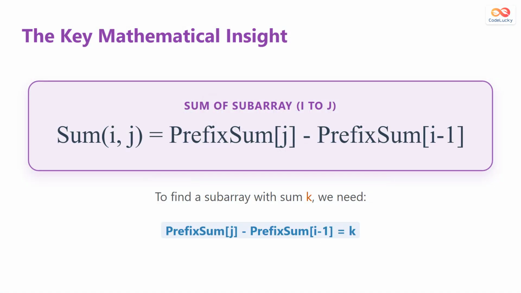Here is the magic formula. The sum of any subarray from index i to j can be calculated using prefix sums. It is simply the prefix sum at index j minus the prefix sum at index i minus 1. Since we want this subarray sum to equal our target k, we can set up the equation. Prefix sum at j minus prefix sum at i minus 1 equals k.